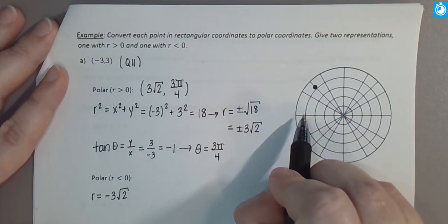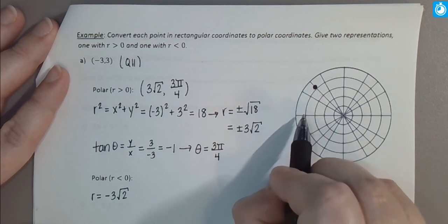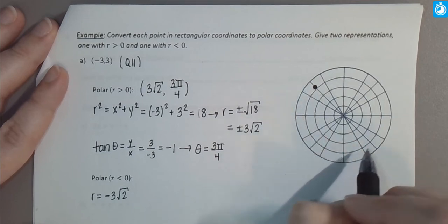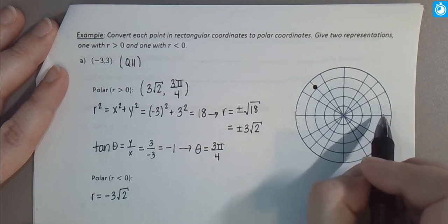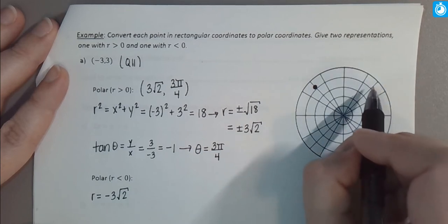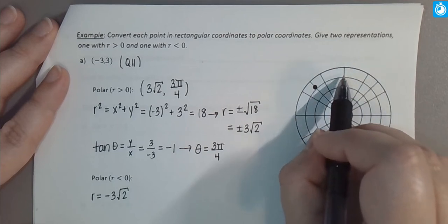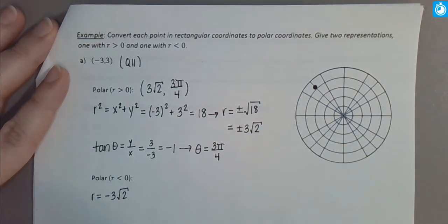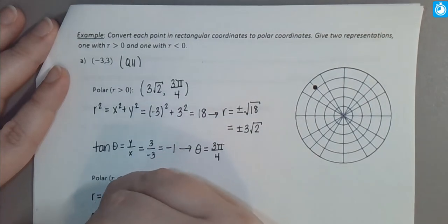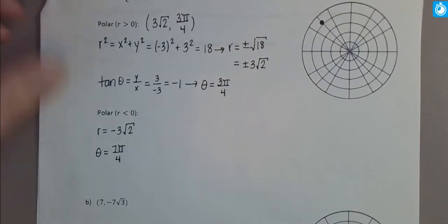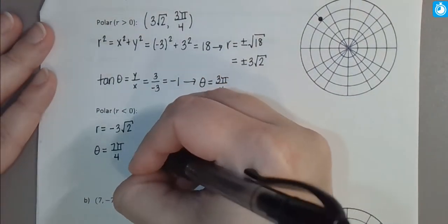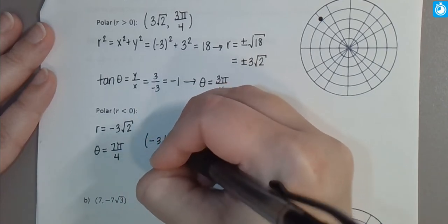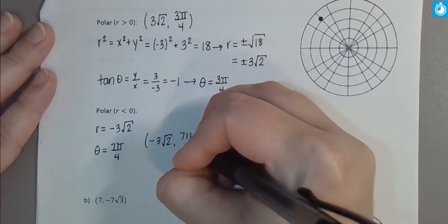So how far would we have to rotate in order to get back to this location if we started over here? Well, if we take a halfway rotation, that's going to be pi radians, and then that would be an additional pi over 4, so 5 pi over 4, and then 6 pi over 4, and then 7 pi over 4. So if we were to allow r to be negative 3 root 2, then theta would have to be 7 pi over 4, assuming we want the smallest positive rotation. So another pair would be negative 3 root 2 and 7 pi over 4.